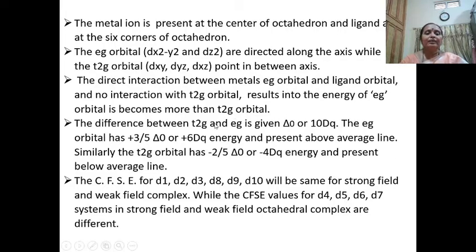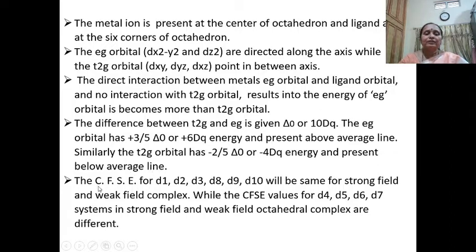The difference between the T2g and the Eg is given as delta O or 10 Dq. The Eg orbital has 3 by 5 of delta octahedral or 6 Dq energy and is present above the average line. Similarly, the T2g orbital has minus 2 by 5 delta O or minus 4 Dq and is present below the average line.